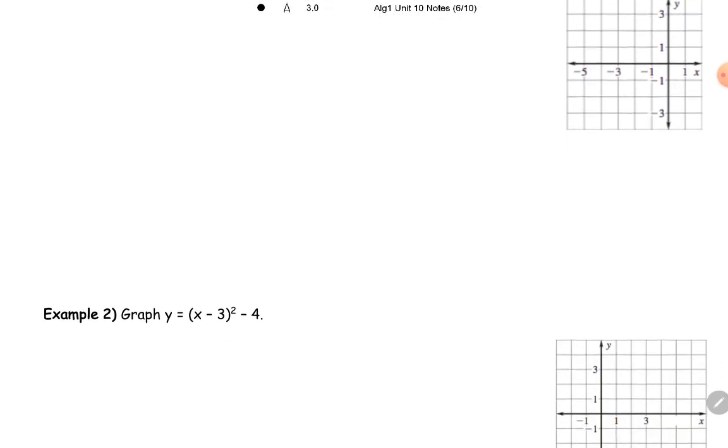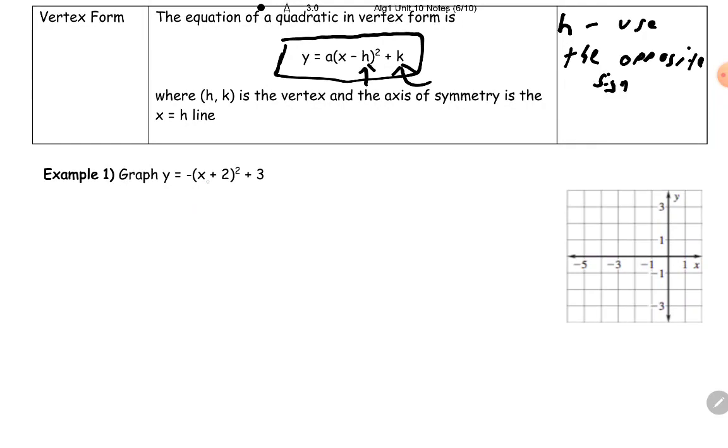So if we look, for example, here, example 1, we're going to use the opposite sign here. So my h value is -2. And the reason behind that is because this minus sign is in the equation. So minus h here, there's a plus, so h would be the opposite of +2, which is -2.